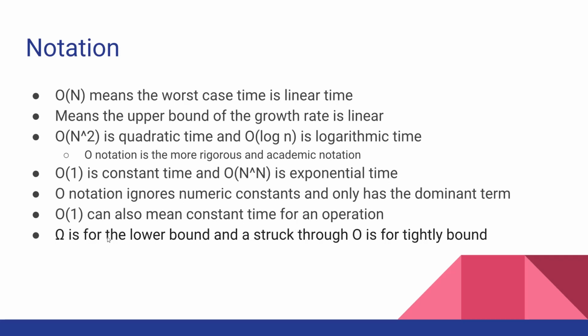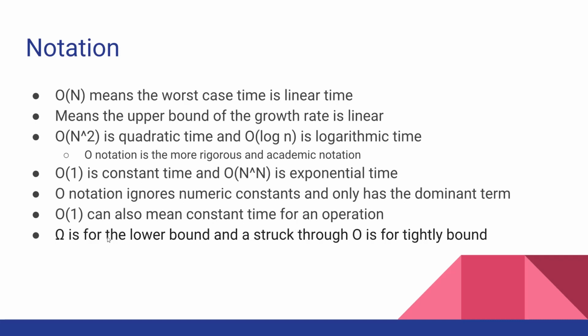A struck through O is for tightly bound. This basically means that if we have an average case time complexity. Remember, as we talked about before, we want to use the average case complexity whenever possible because it's the most descriptive and it's the best one. So if you have the struck through O notation, you should use that every single time.